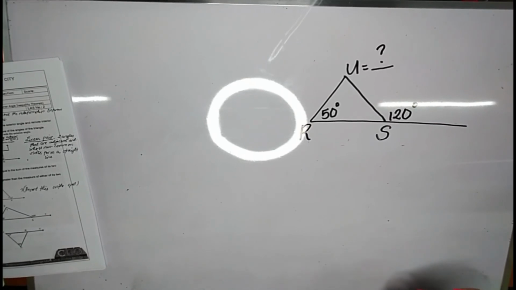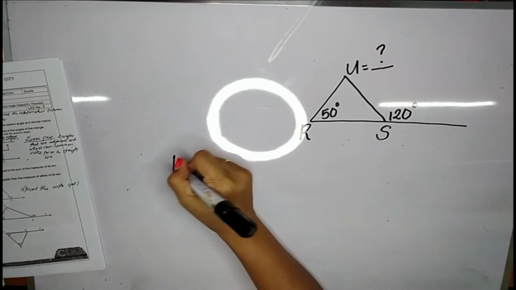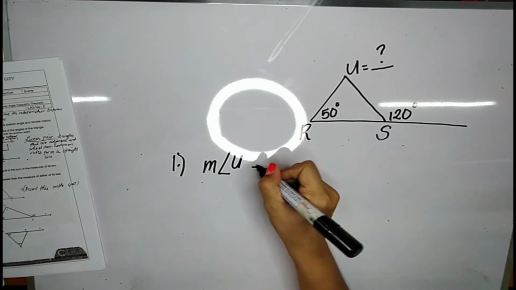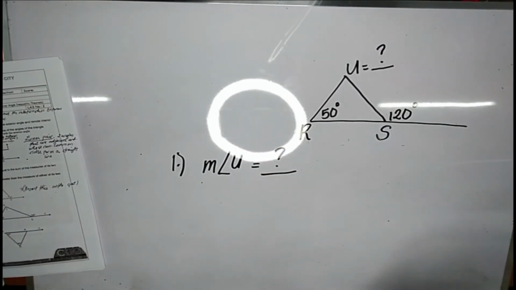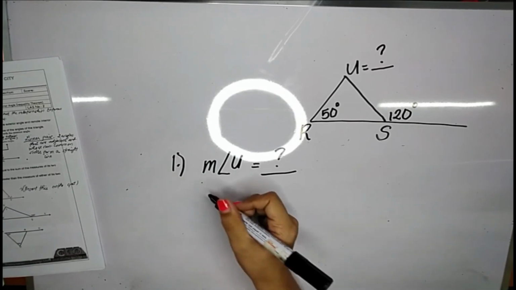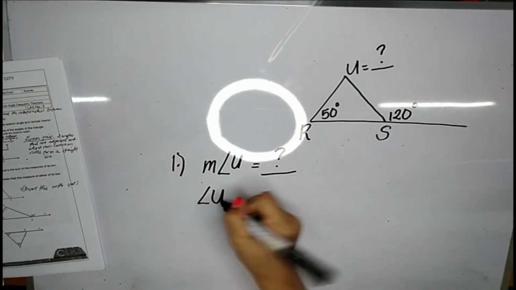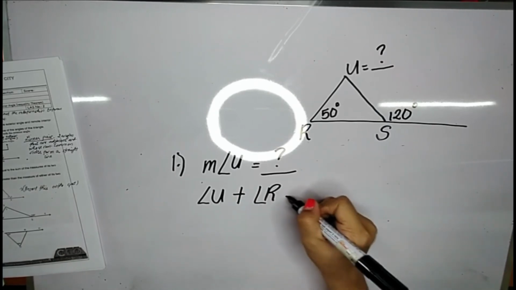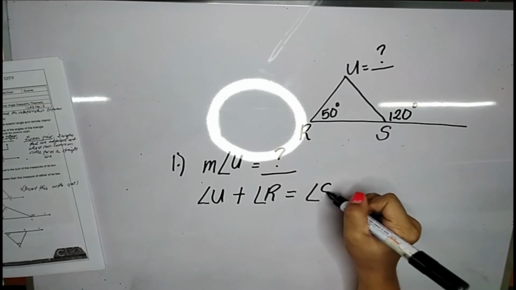We are going to use the theorem that we learned earlier, the first theorem that says, for any triangle, the measure of an exterior angle is equal to the sum of the measures of its two remote interior angles. So we are going to find the measurement of angle U. By that theorem, we can say that angle U plus angle R is equal to angle S.